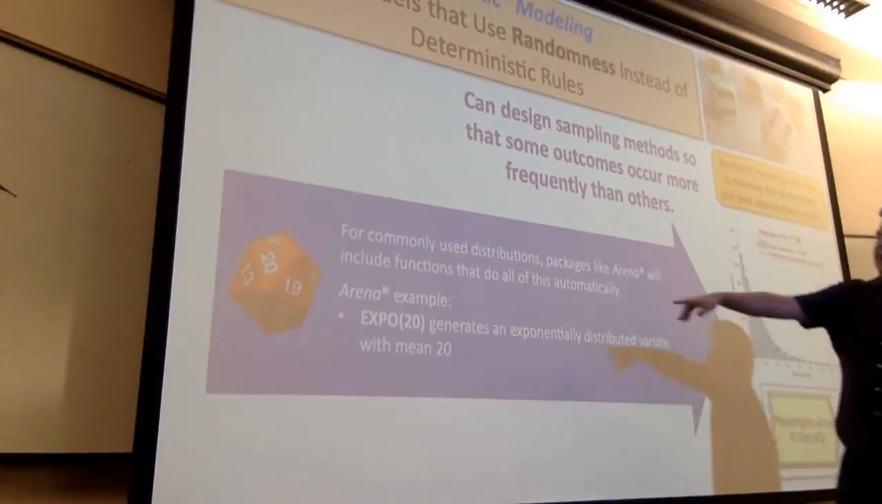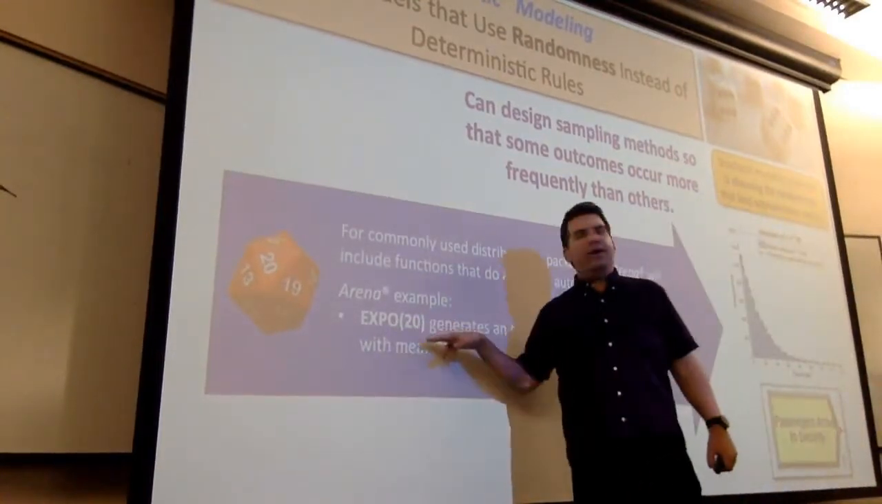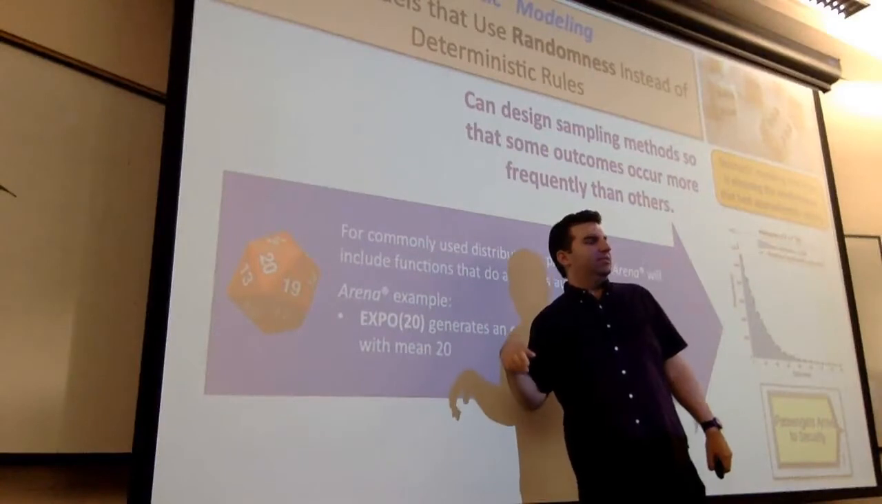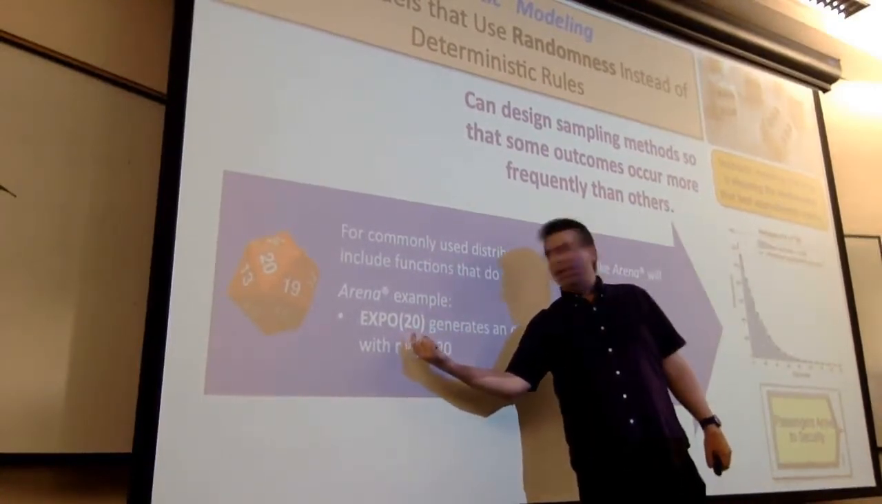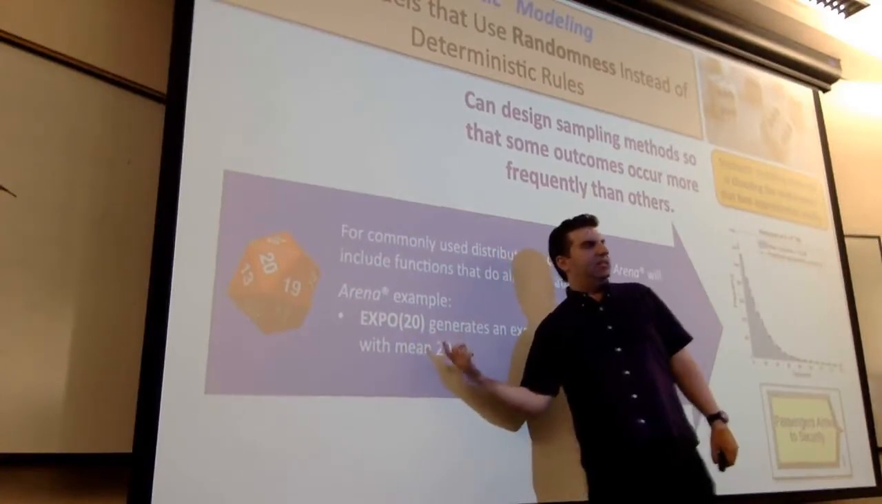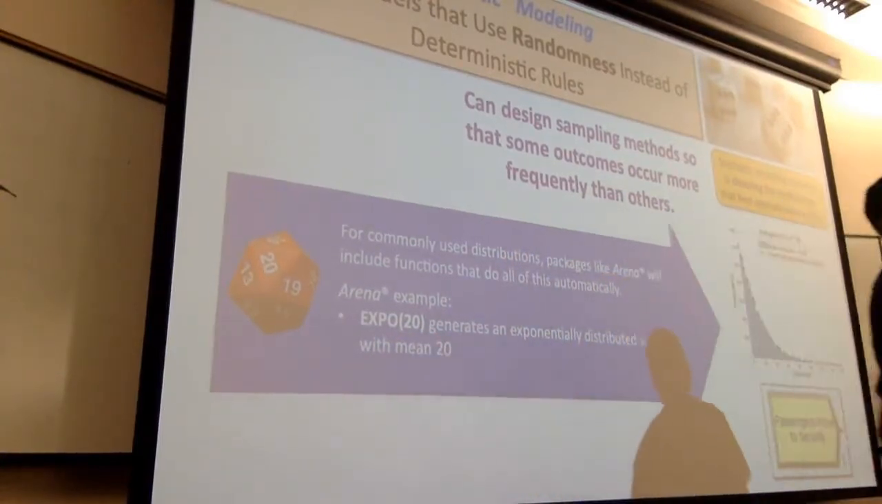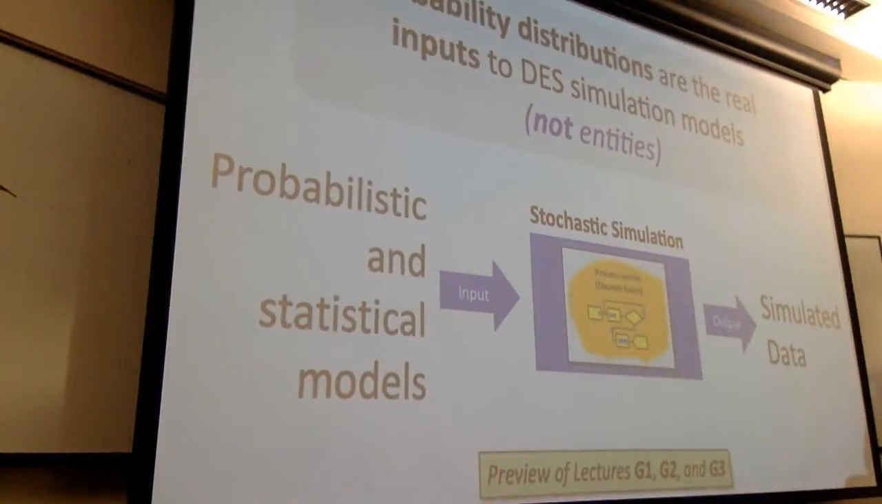Arena, fortunately, has done the work for us for most of the very common distributions. So once you know the average of that distribution, or maybe the average and the standard deviation, you just ask Arena, and it will give you outcomes that are drawn from that.